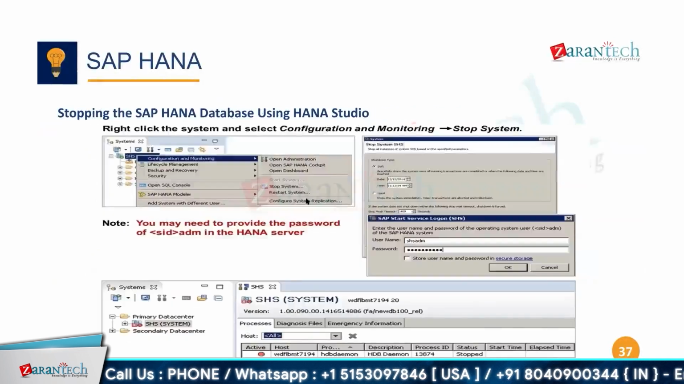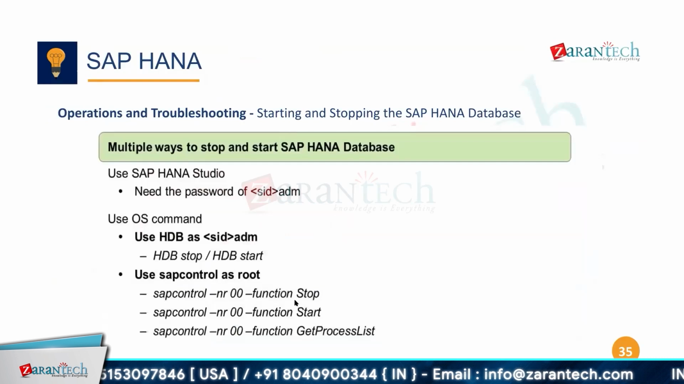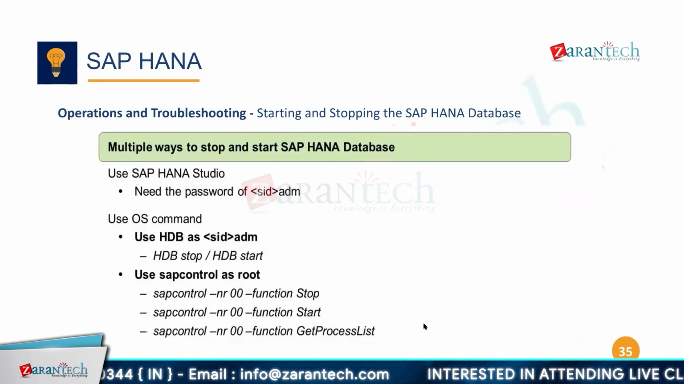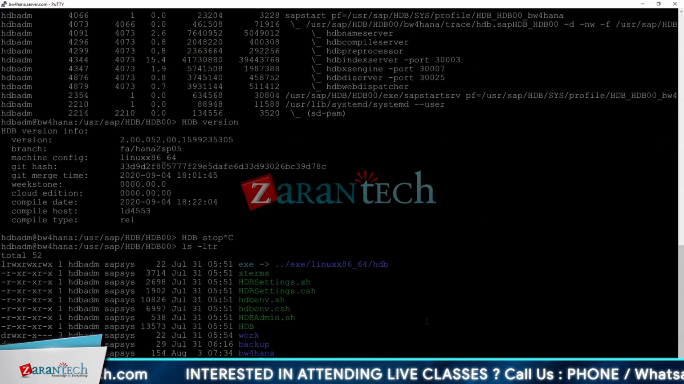SAP control minus NR function stop. This we used already. If you want to see, we can see the SAP control minus NR function get process list, like any application. That way also, SAP control minus NR, what is the instance number here? 00. So I told you it's an instance directory, 00.